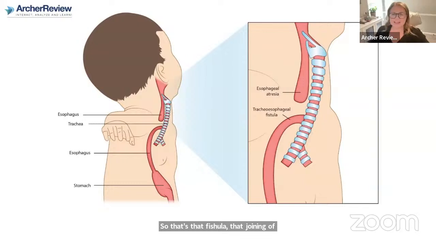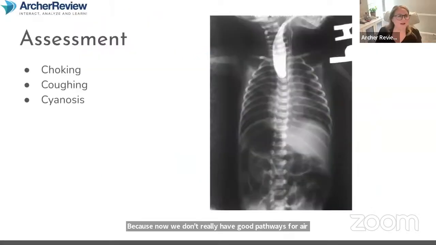And this is obviously going to create some problems for us, right? Because now we don't really have good pathways for air and food. What's going to happen the first time this baby goes to eat is they're going to be choking, coughing, and they're likely going to start to turn blue as their milk goes into their lungs instead of their belly. This is kind of what it looks like on a little X-ray study where you can see that dead end pouch from the esophagus. Food just goes in and comes right back out.